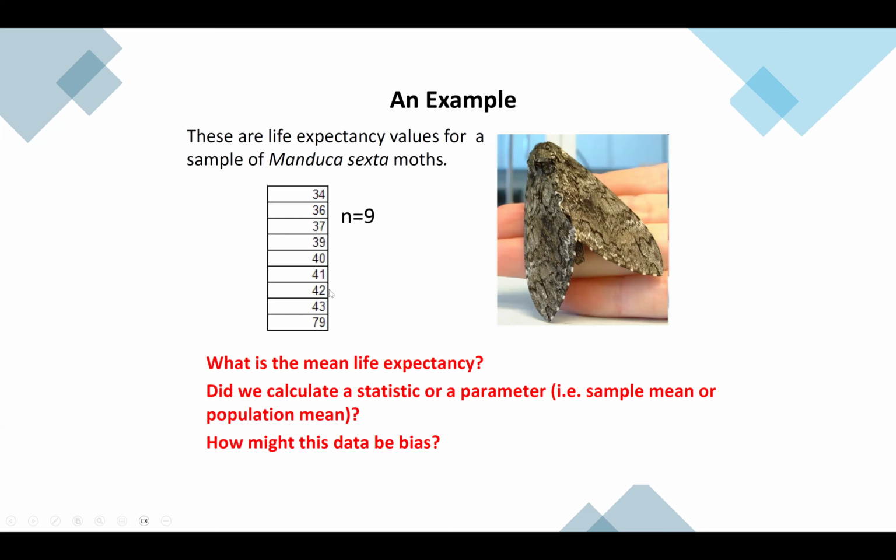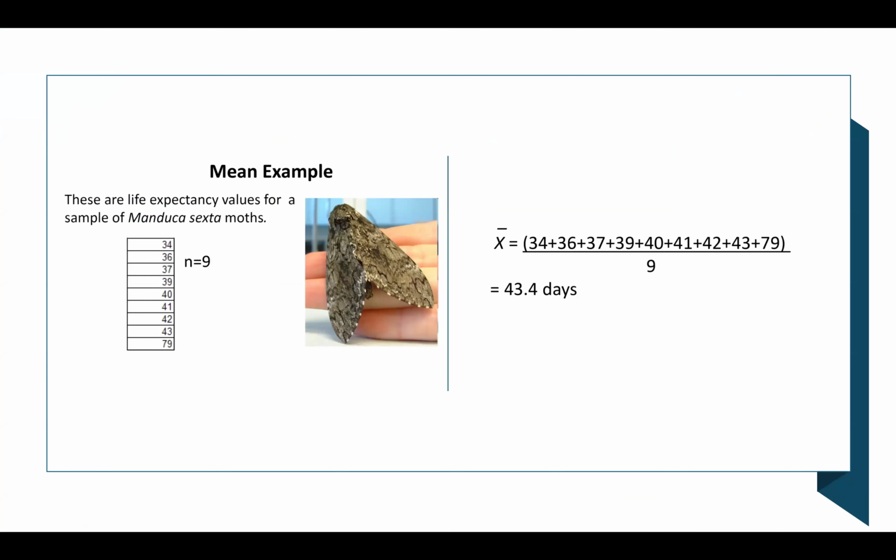So what's the mean life expectancy? Did we just calculate a statistic or a parameter? Remember, statistic goes with sample mean and a parameter is the whole population. So which one did you do? And then how might any of this data be biased? All right, so the mean in this example is 43.4 days. That is the mean life expectancy for this poor little moth.